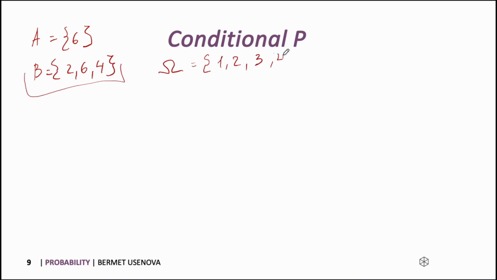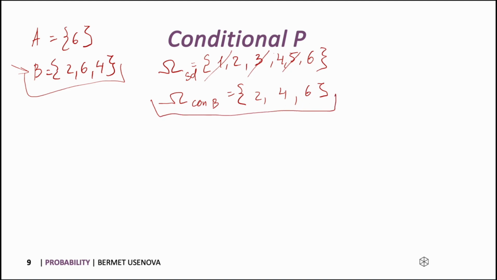So this is the standard one. And this is our conditional with B. Because we know that this and this are not valid. And this event constrains our sample set omega.